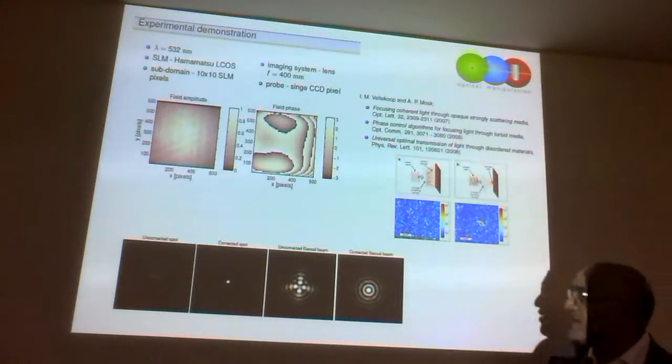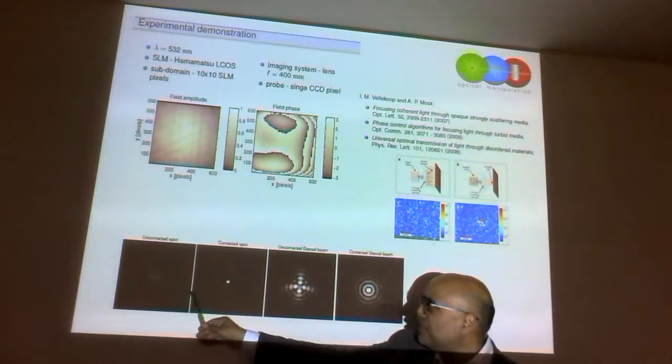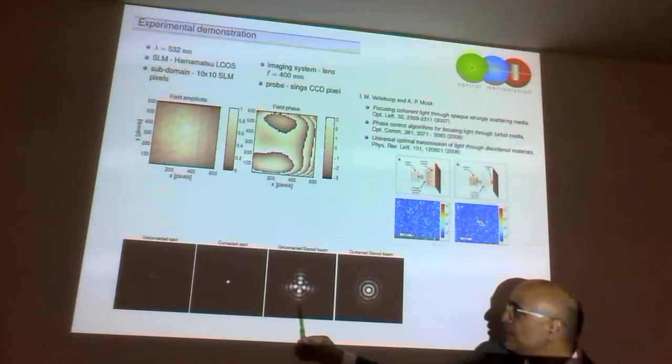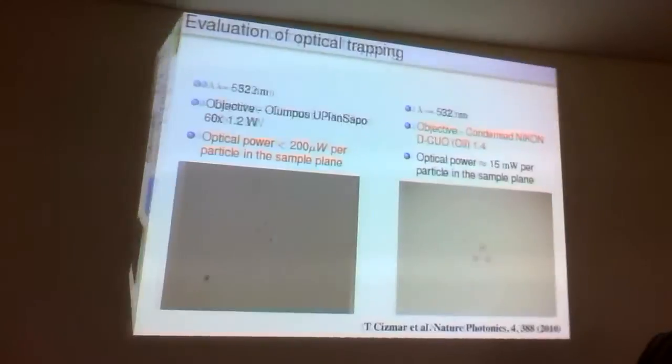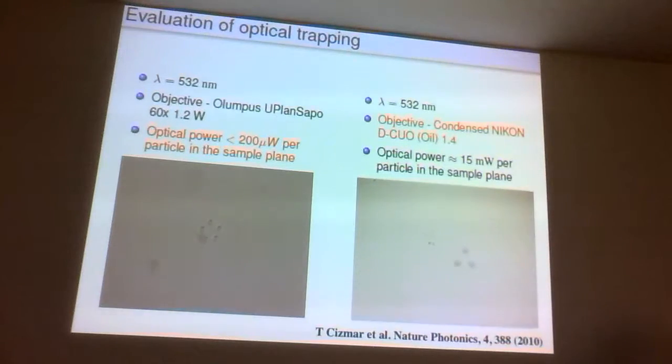So here's examples of our first data: uncorrected spot, corrected. Bad Bessel beam, good Bessel beam. It just goes on. Whatever beam you want, you can focus it down and go through scattering media. Now, other groups, particularly Janelia Farm, are using this incredibly to go to really great depths. They have some very sophisticated algorithms and some very, very good people pushing this at the moment, but it's a very exciting area. Let me show you the kind of thing you can do.